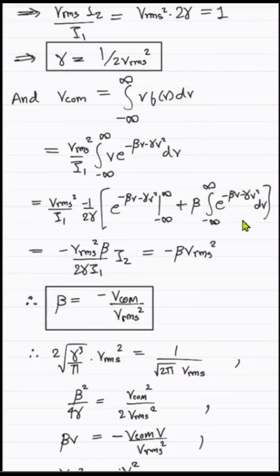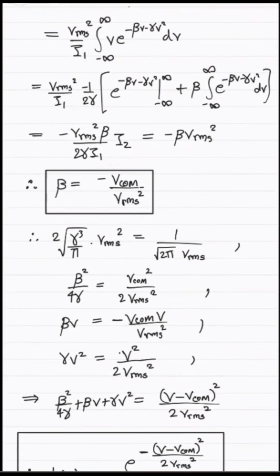So just get this. Yeah, just a lot of math basically. So using that, you can actually get what beta is, because now we know what gamma is. So just get beta equal to negative v center of mass upon VRMS squared. Okay. Now, once again, doing a bit of maths. Okay. So you have this thing, 2 square root of gamma cube upon pi times VRMS squared. That's equal to 1 upon square root of 2 pi VRMS. And then you also have v squared upon 4 gamma is equal to v center of mass squared upon 2.